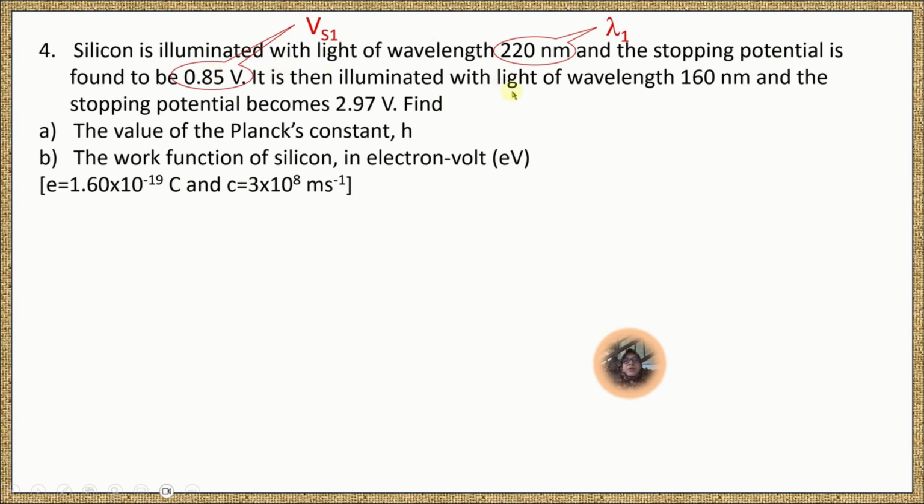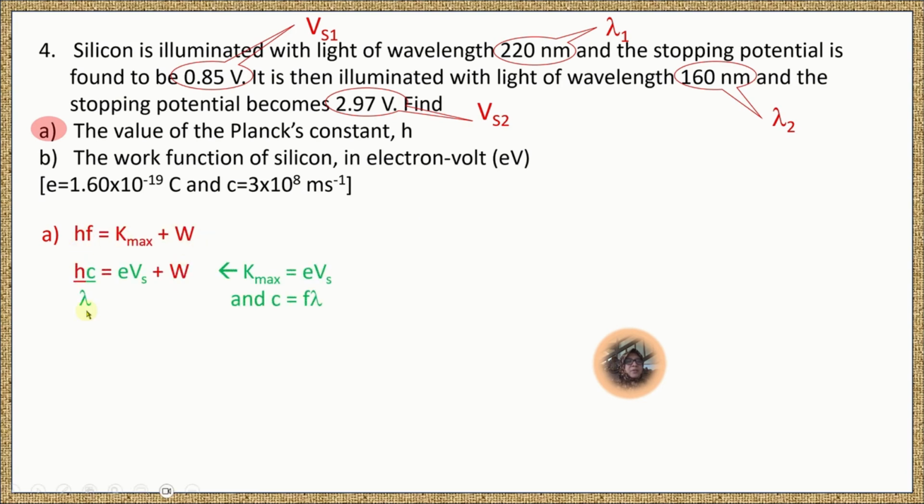We have another wavelength, which we name as lambda 2, and the stopping potential for the second situation as Vs2, given 2.97 volt. So we have two situations using different wavelengths of photon. That means we form two equations. We use the photoelectric equation, where f is c over lambda and Kmax equals eVs. Because Vs is given in the question, we substitute Kmax equals eVs into the photoelectric equation.